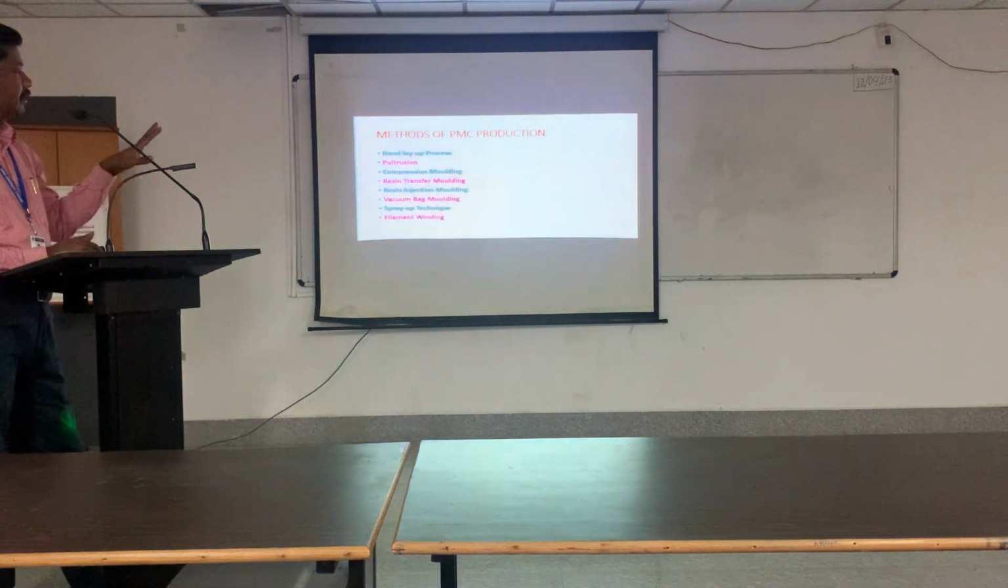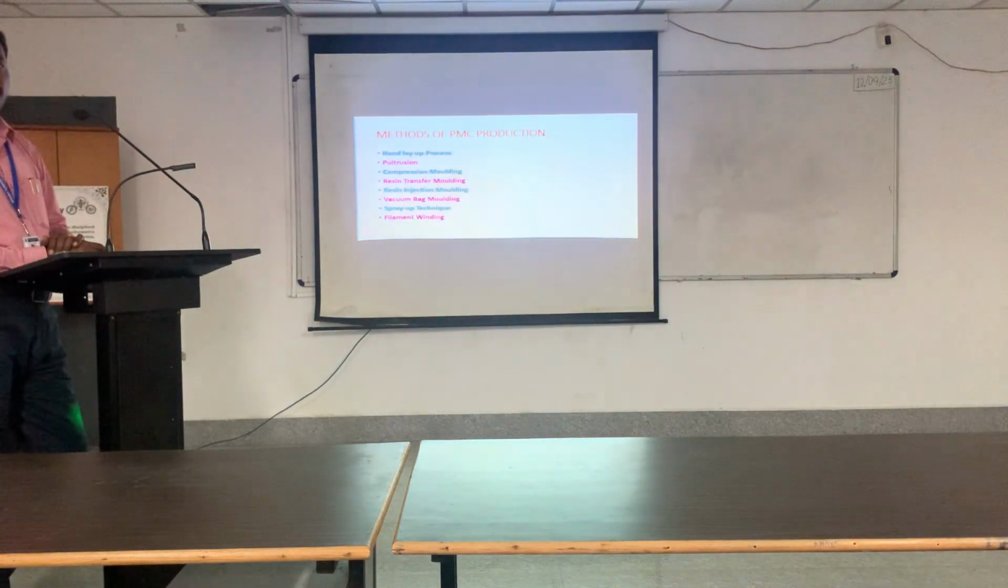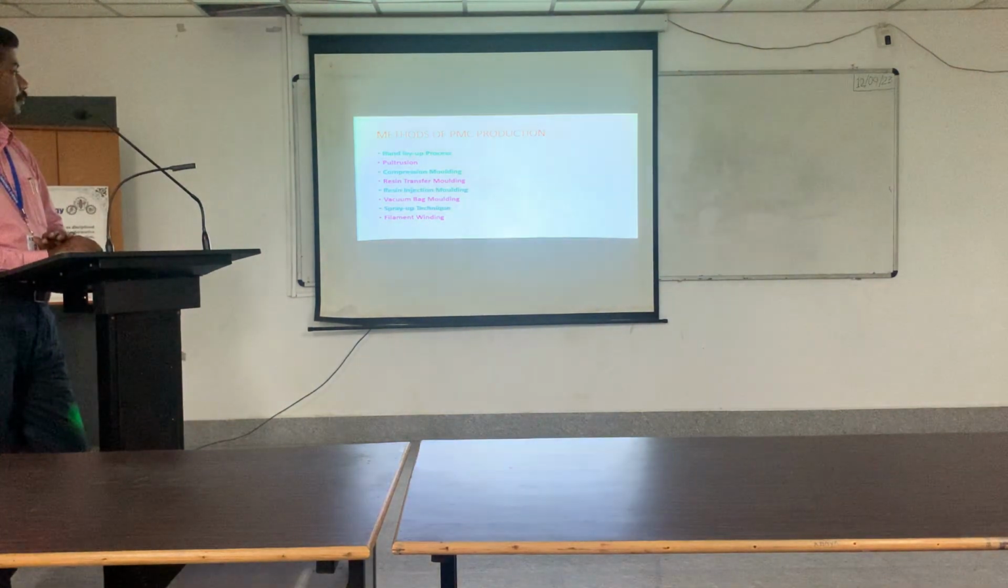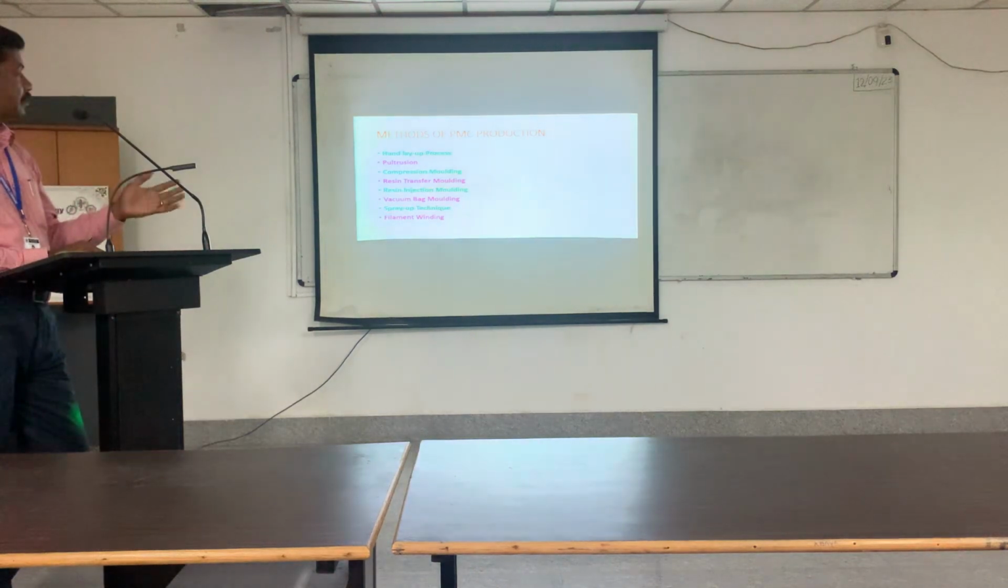And these are the majorly used methods of polymer matrix composite production: hand layup process, pultrusion, compression molding, resin transfer molding, resin injection molding, vacuum bag molding, spray technique, filament winding. Then other processes are also there.